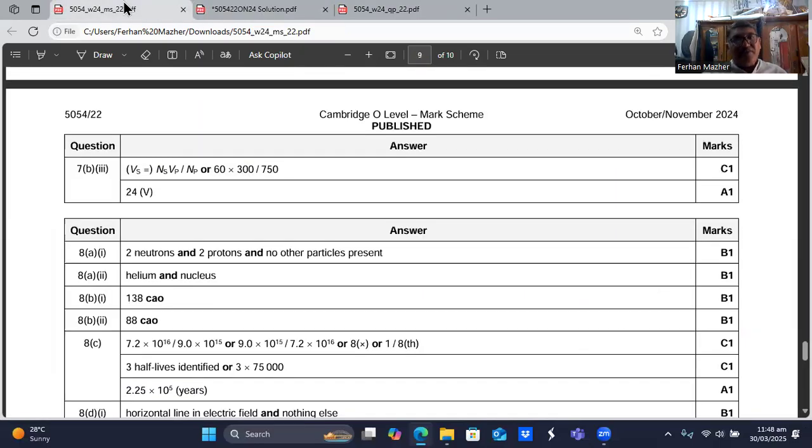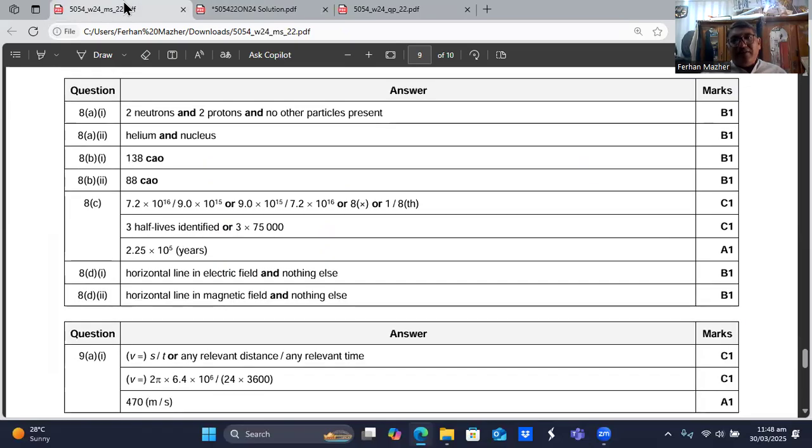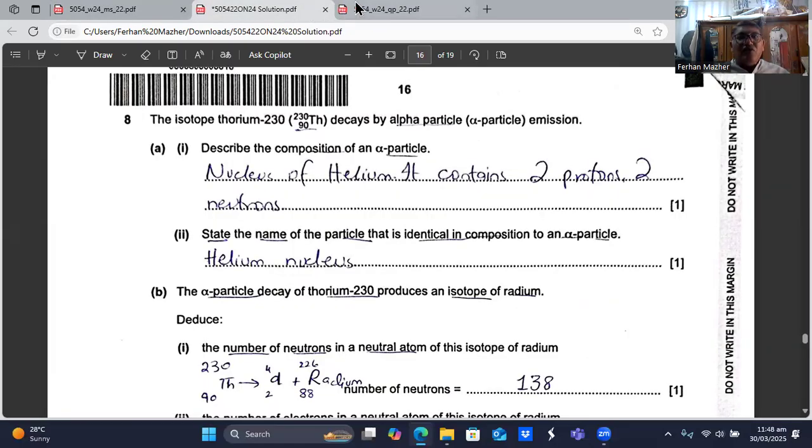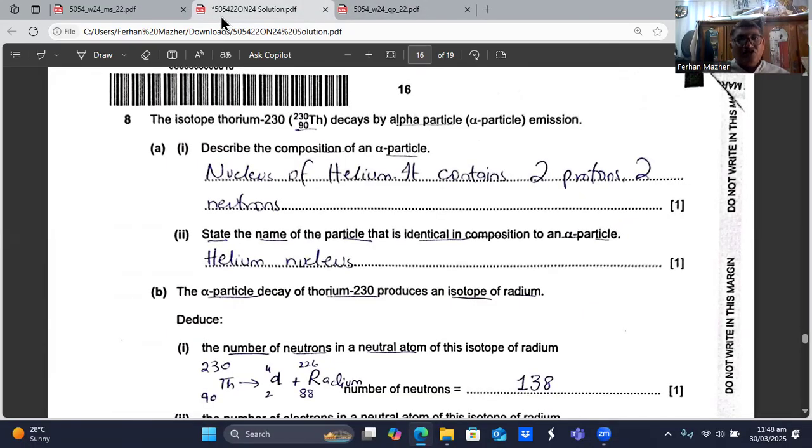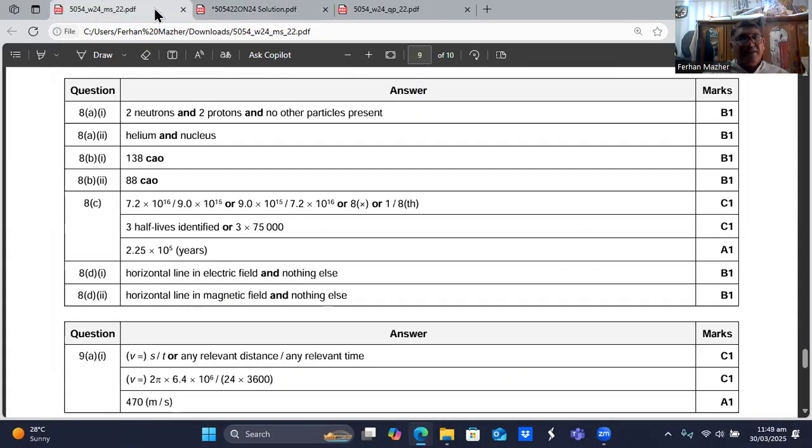Question number 8, the marking scheme is showing up on your screen. Okay, so then we have question number 8's second part. He says, state the name of the particle that is identical in composition to an alpha particle. The nucleus of the helium is identical to the alpha particle. So nucleus of helium, let's check the marking scheme.